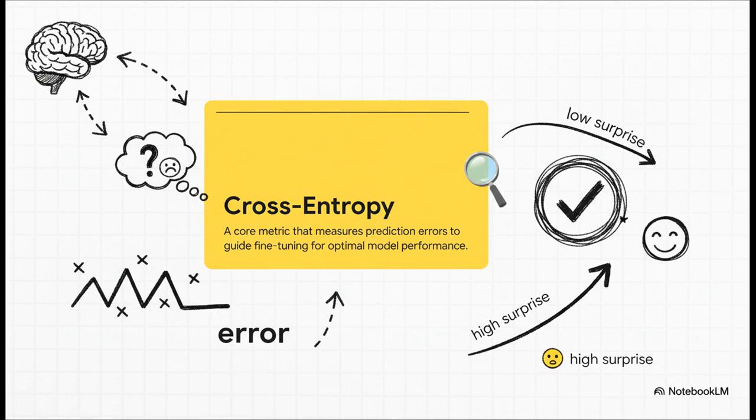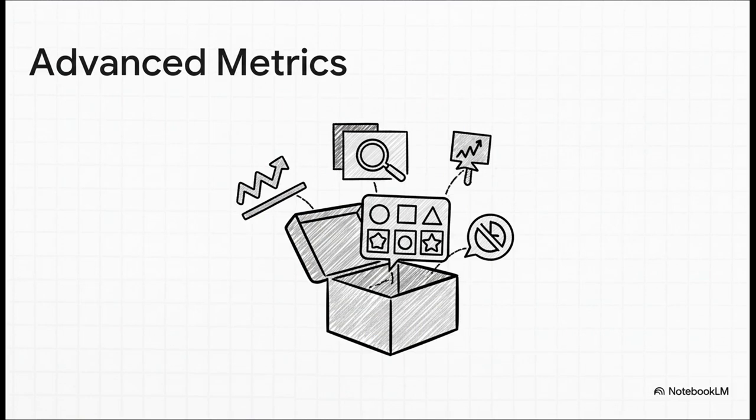You can think of it like this. It basically tells us how surprised the model was by the correct answer. So a nice low cross-entropy score means the model was confident and it was right. But a high score means it was totally caught off guard and way off base. But of course, cross-entropy doesn't tell us everything.